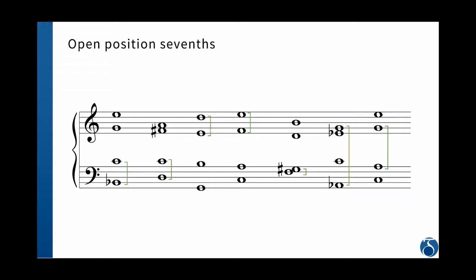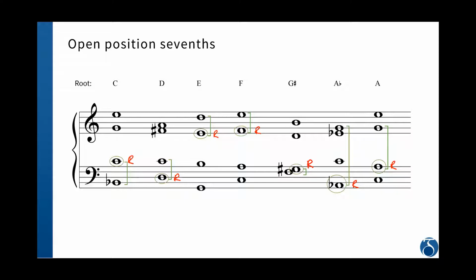You can see that this first interval is a second that itself has been stretched out over more than one octave, but that leaves us with the root on top. Here the seventh gives us the root on the bottom, then on the top with the G sharp, on the bottom here with the A flat, and on the bottom here with the A.